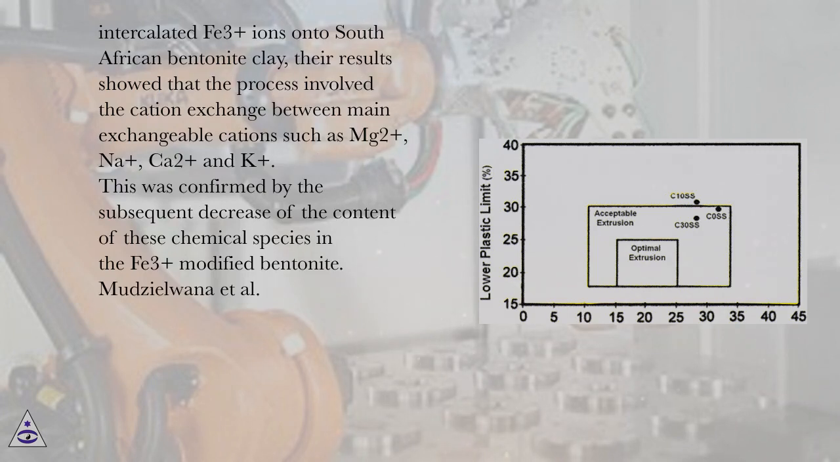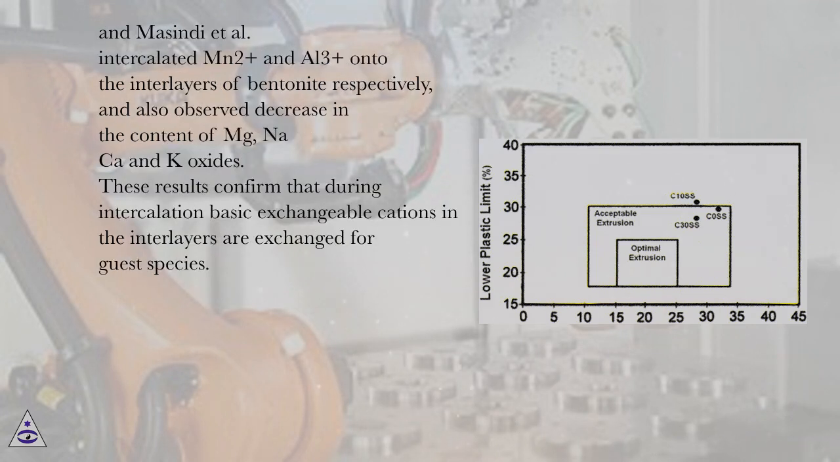Jatari et al. intercalated Fe3+ ions onto South African bentonite clay. Their results showed that the process involved the cation exchange between main exchangeable cations such as Mg2+, Na+, Ca2+, and K+. This was confirmed by the subsequent decrease of the content of these chemical species in the Fe3+ modified bentonite. Mujilwana et al. and Masindi et al. intercalated Mn2+ and Al3+ onto the interlayers of bentonite respectively, and also observed decrease in the content of Mg, Na, Ca and K oxides.